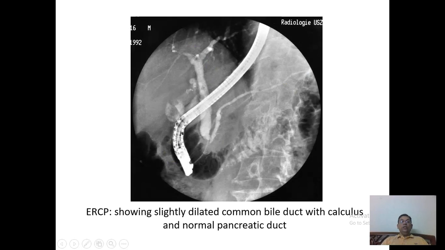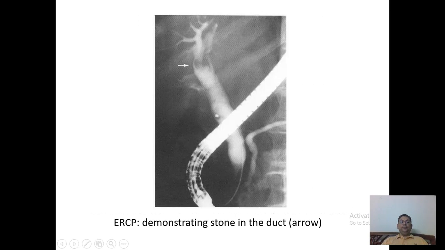Or you can see here that not only the common bile duct but also the pancreatic duct is visualized, and you can see the guide wire going inside the ampulla, and there is this filling defect, a small stone there. So the common bile duct is dilated, whereas the pancreatic duct is normal. Now this patient has a very high chance of developing pancreatitis subsequent to this procedure. Once again you can see a filling defect here, a stone left.